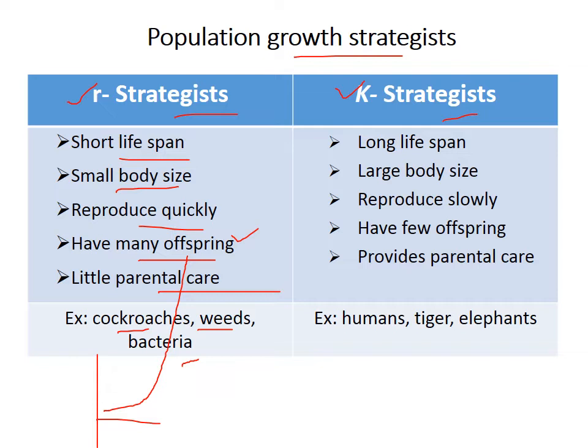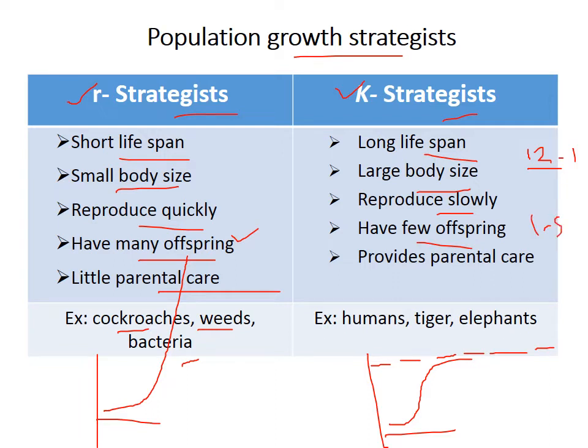In the case of K strategy, or K-selected species, they always follow the sigmoid-shaped curve because there will be a carrying capacity in this population. They have a very long lifespan, large body size, and reproduce very slowly, like an elephant reproduces once in 12 years. Very few offspring, like 1 to 5, not more than that, or might be 10. Very high parental care, like humans, tigers, and elephants. So these are the K strategies in population growth.